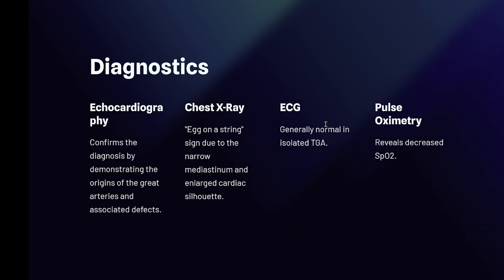Diagnostics. Echocardiography confirms the diagnosis by demonstrating the origins of the great arteries and associated defects. Chest X-ray: egg on a string sign due to the narrow mediastinum and enlarged cardiac silhouette. ECG: generally normal in isolated TGA. Pulse oximetry reveals decreased SpO2.